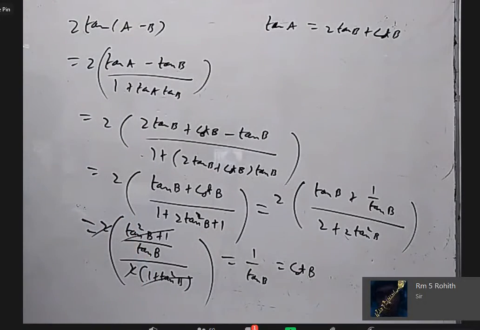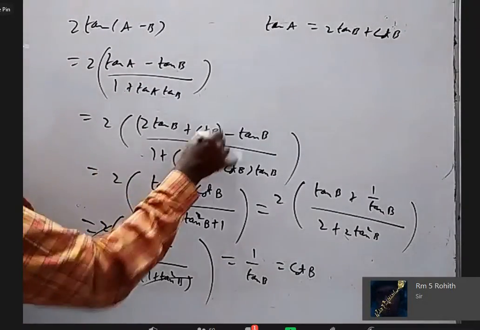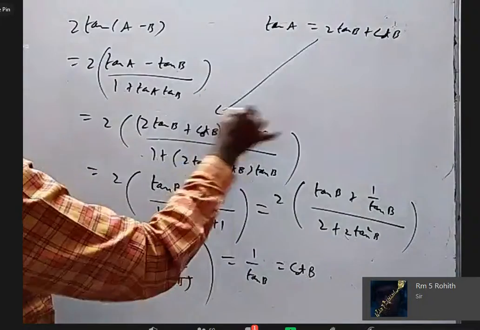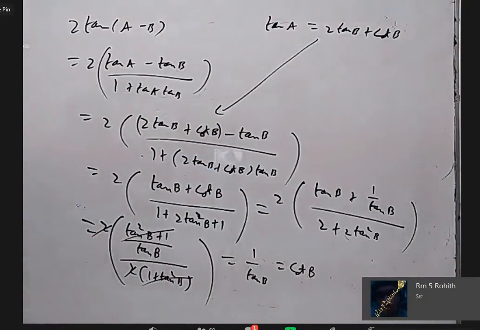So looking at the options, we don't want A. Wherever tan A is there, substitute the given one. That's what we substituted here and here, and then we simplified that.